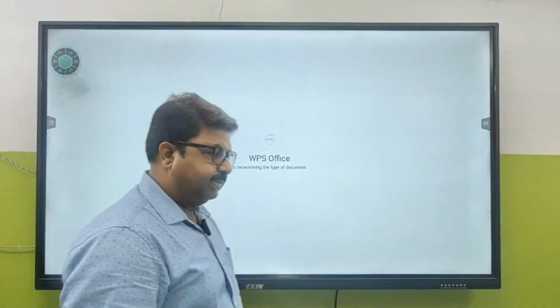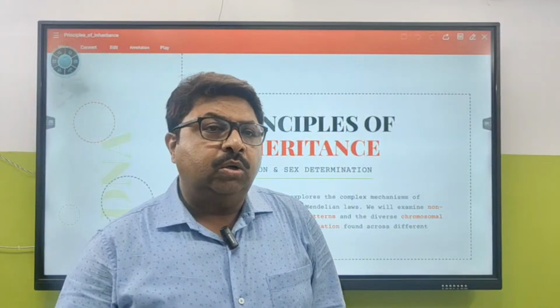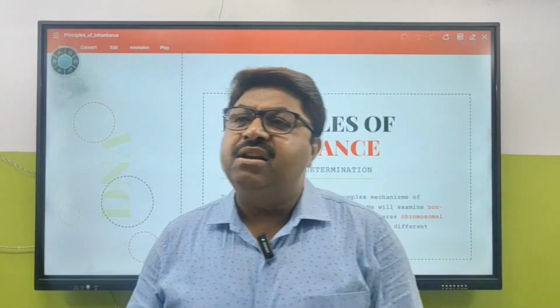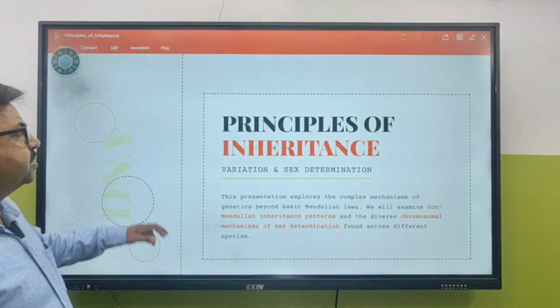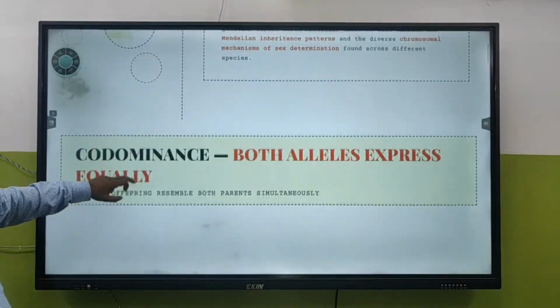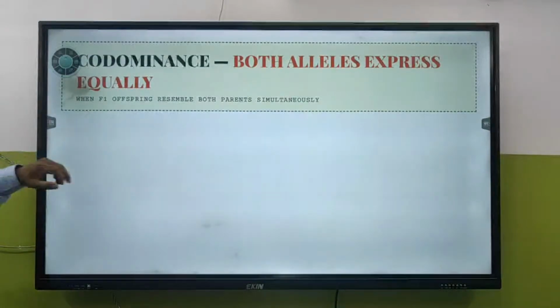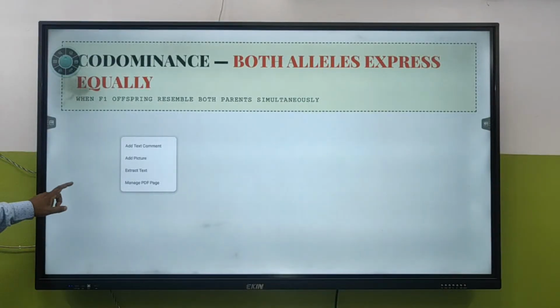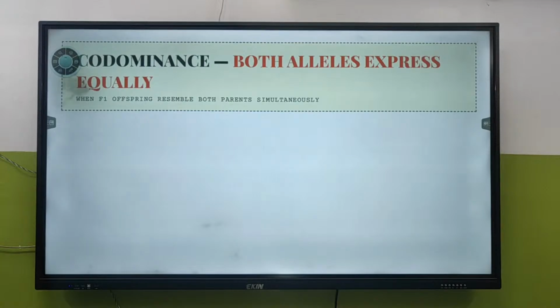So what are we going to cover? We are going to cover blood grouping, codominance, multiple allelism, and then we are going to start with sex determination. Last, we are going to study linkage and recombination. So, principles of inheritance, codominance: both alleles express equally.